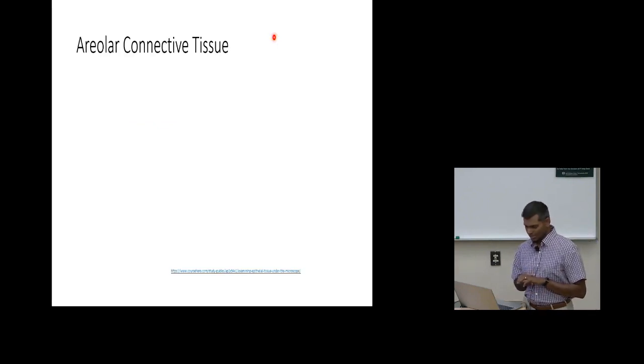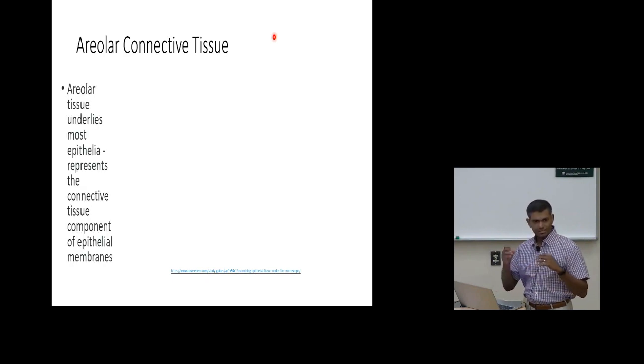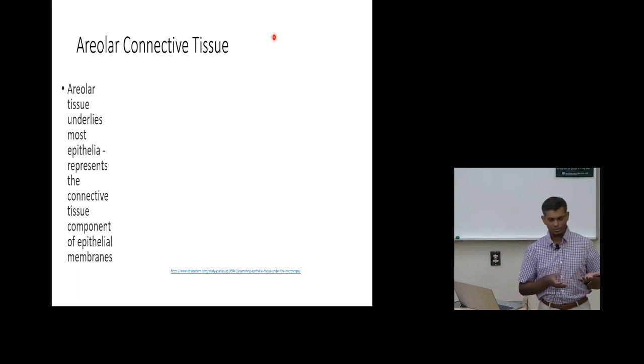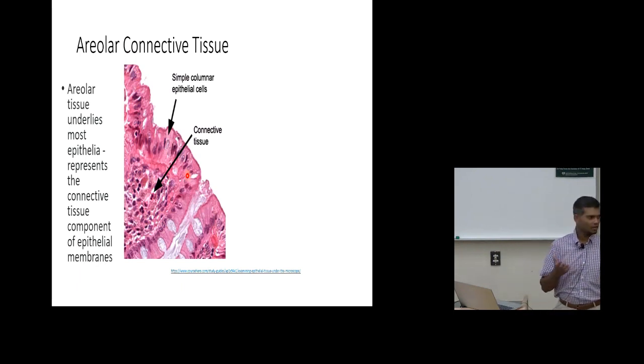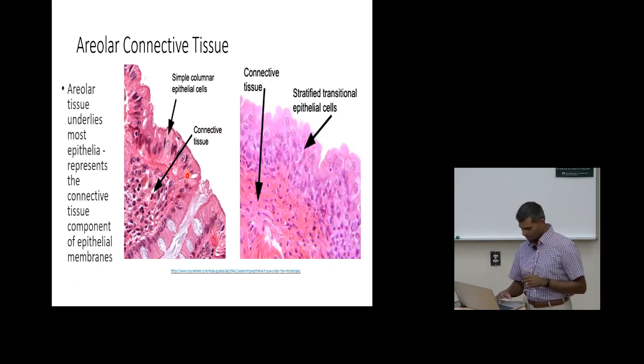Now, the reason I like to start with areolar connective tissue is that it is the connective tissue which is most directly associated with the epithelial cell membranes, and we talked about epithelia yesterday. So if you take a look at this slide, you have simple columnar epithelia, and right below that you will have areolar connective tissue. And then here you have stratified transitional epithelia. Below that you have this areolar connective tissue.